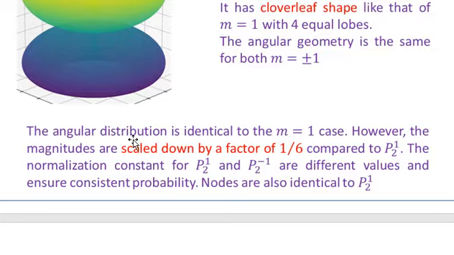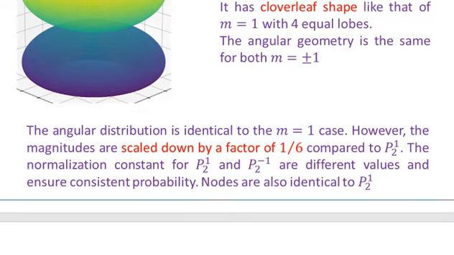So the angular distribution is identical to the m is equal to 1 case. However, the magnitudes are scaled down by a factor of 1/6 compared with P21. The normalization constants for P21 and P2 minus 1 are, however, different, and ensure consistent probability. So nodes are also identical to P21. So you see that the probability density, since the pictures are the same, the nodes are also identical. And the probability density is also the same.